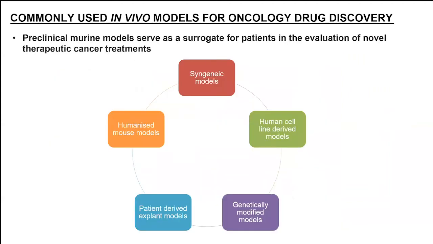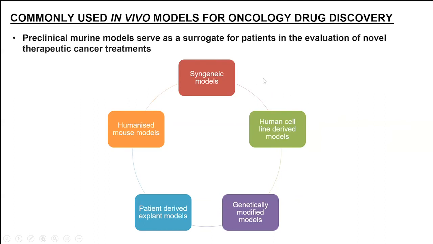So from an oncology perspective, there are a number of murine models that are available to evaluate your novel therapeutic treatment. And this slide highlights those models. The model choice is dictated by your target, can be guided by your in vitro cell line data, and obviously the hypothesis that you're testing. So more commonly used models are syngeneic models and human cell line derived models.